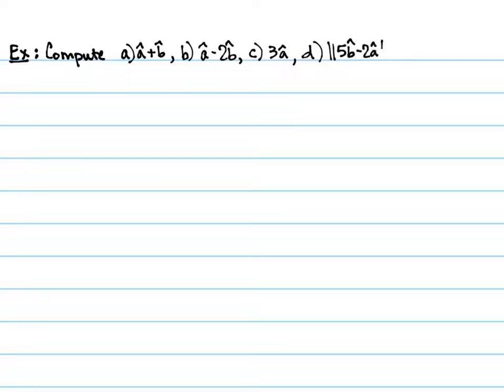I'll list them out as A through whatever I have. This is part A, A plus B. Part B is A minus 2B. Part C is 3A. Part D is the magnitude of 5B minus 2A. I haven't shown you how to find magnitude yet, but I will. And then it asks us to do an illustration.